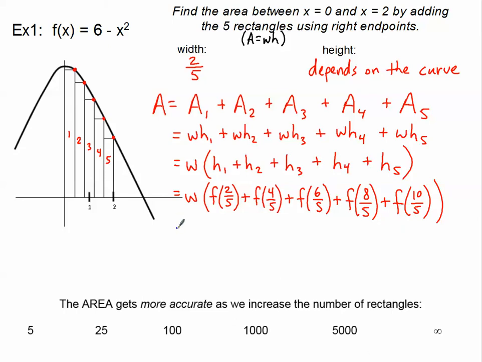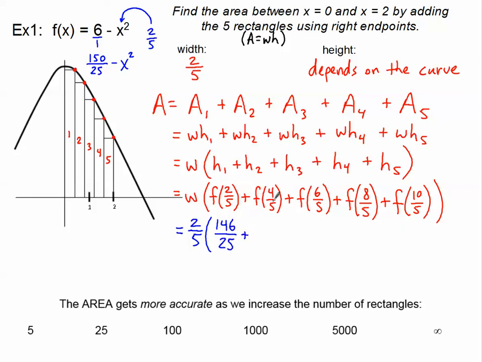So now let's get all of our numbers together. We already know that W, the width, is 2/5, so I'm going to plug in my 2/5. Now I need each of these heights. F of 2/5. Well, that means I'm going to take 2/5 and I'm going to plug it right in here for x. And 2/5 squared would become 4/25. So since I have a fraction, it might make sense to change this 6/1 into, let's say, 150 over 25. Since I'm going to be dealing with 25ths, that might make sense. So 150 25ths take away 4 25ths would be 146 25ths.